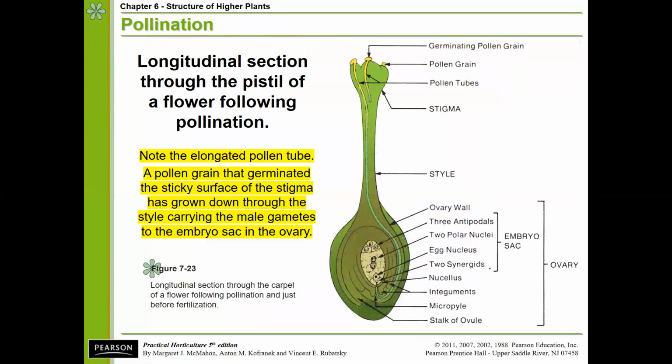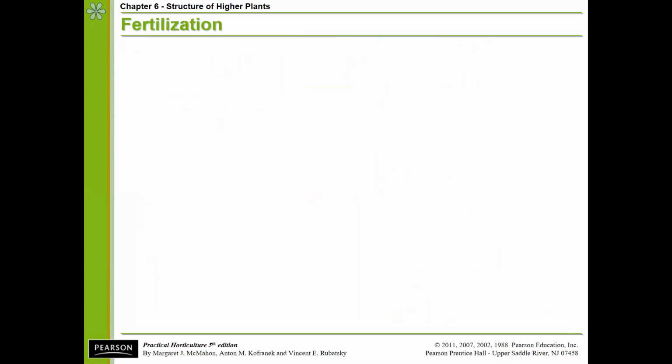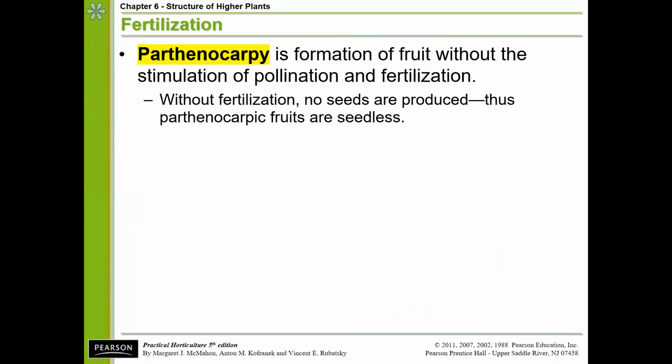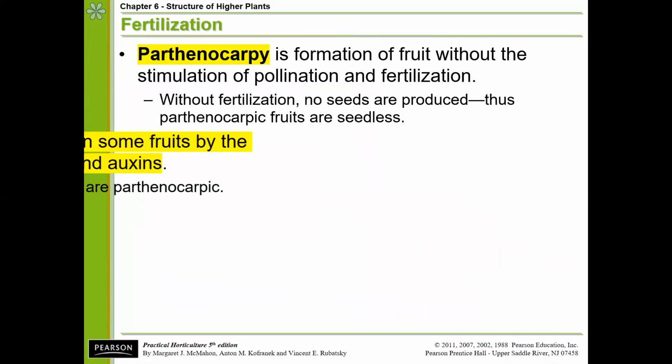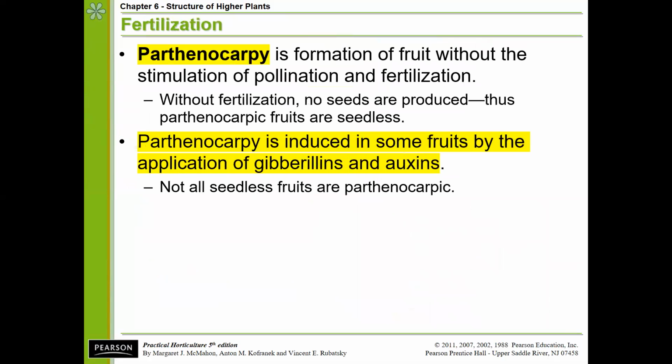When pollen lands on the stigma of the plant, that receptive part, it triggers the creation of a pollen tube. It goes down and actually fertilizes the ovules. That's fertilization. And fertilization can actually occur in some cases without the stimulation of pollination. That is known as parthenocarpy. And that can actually be induced in some fruits by the application of some hormones like gibberellins and auxins.